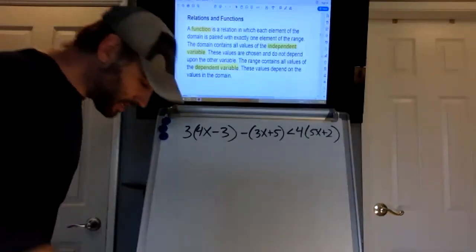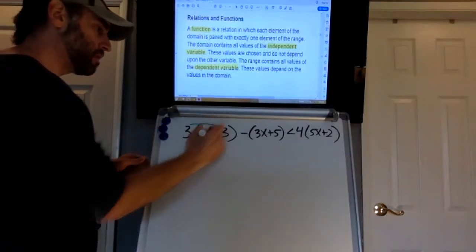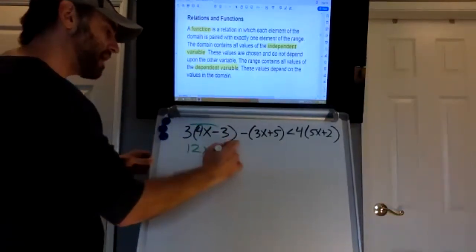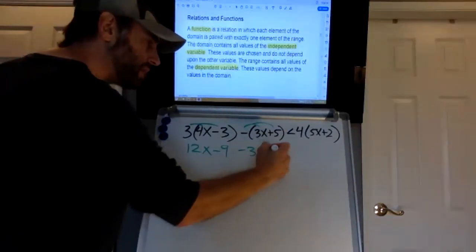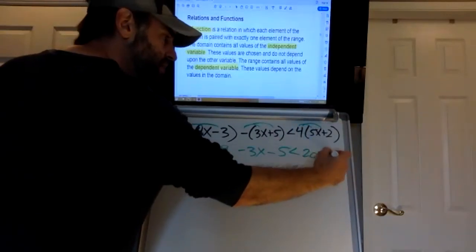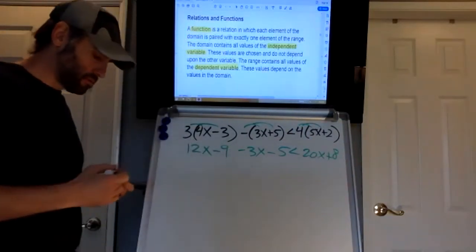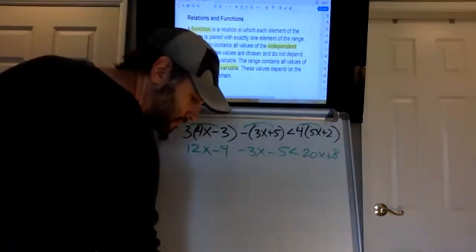Okay, 10 o'clock, we can do the problem. Here we go, ready. Distribution, 12x minus 9. Distribute the minus sign, minus 3x minus 5, less than, distribute 20x plus 8. So that's a little distribution review right there that everybody should be comfortable with.